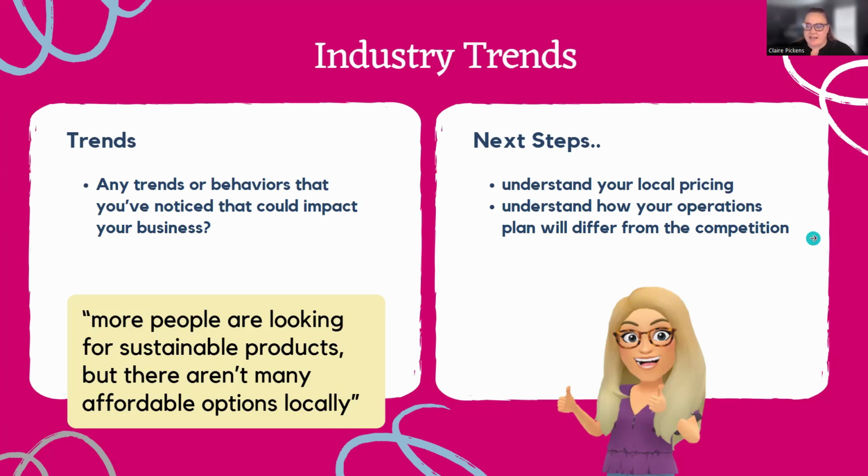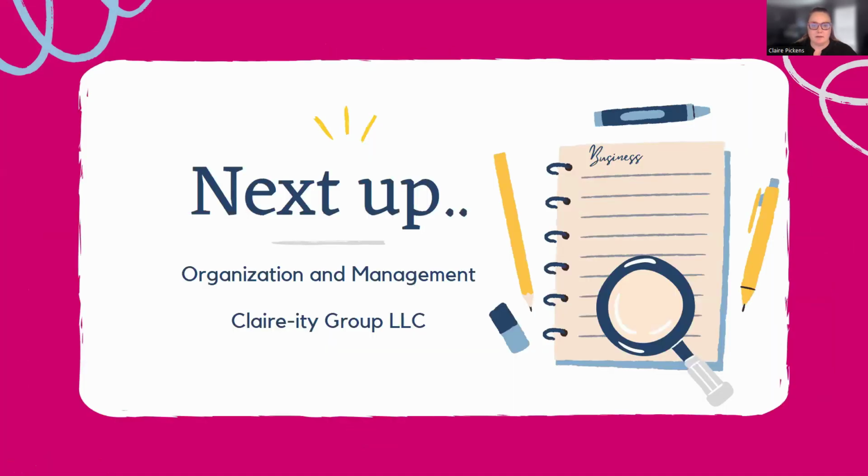We need to understand how your operations plan will differ from the competition as well. So as I mentioned with the pizza example, what are you doing different to get your product to the customer? How are they going to find your product any differently? How is your staff going to handle your product or service maybe differently than your competitors? This is a good time to start thinking about that so that you're prepared for the upcoming sections.